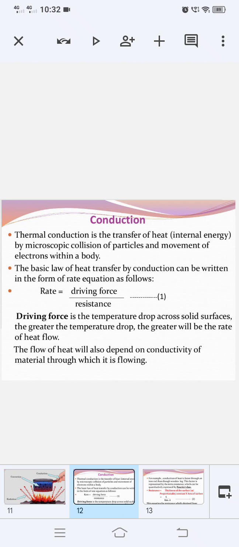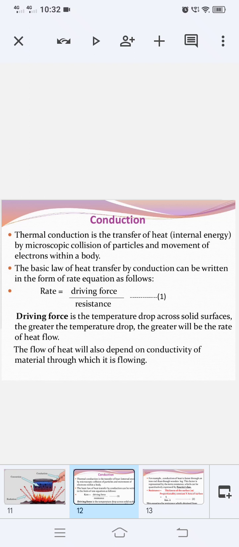We have studied what the driving force in heat transfer is. The one and only driving force in heat transfer is the temperature gradient, which is also known as temperature difference or temperature drop across the solid surfaces. The greater the temperature drop, the greater will be the rate of heat flow.